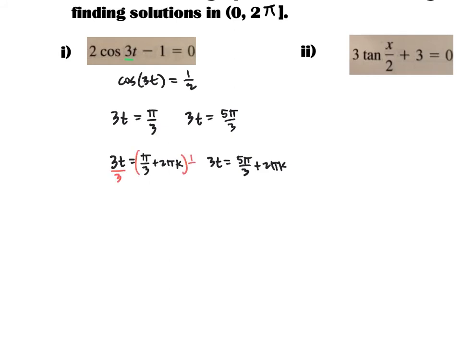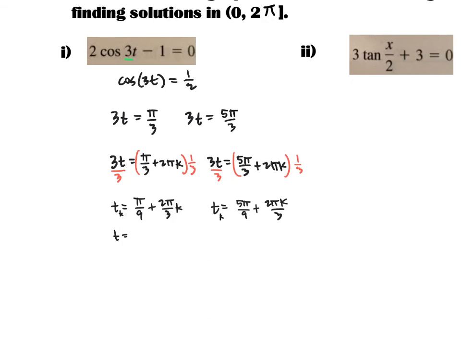Okay, I'm going to multiply this side by 1/3, divide this by 3, multiply this by 1/3. Okay, what I get is that my solutions will be pi over 9 plus 2 pi over 3 times k, or t is going to equal 5 pi over 9 plus 2 pi k over 3. Now let's call this t sub k. Let's look at the different t values that this will yield.